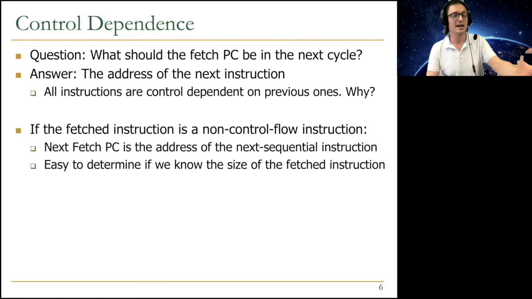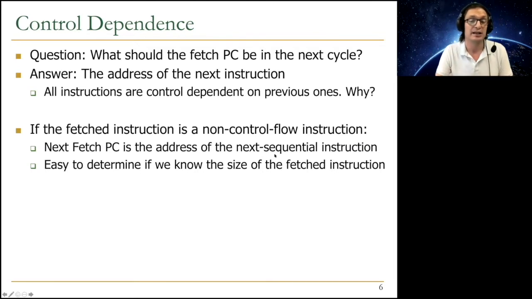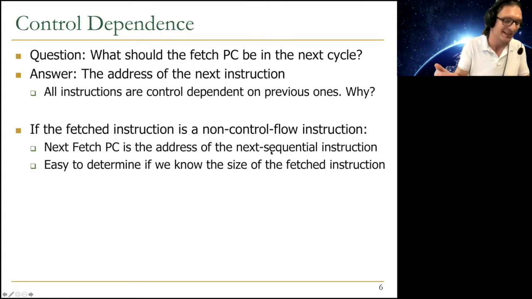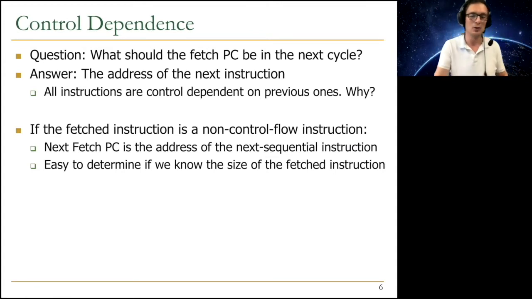Okay, so this becomes a problem even when the fetched instruction is not a control flow instruction, if your ISA is not nice, such that you don't know the size of your instruction.